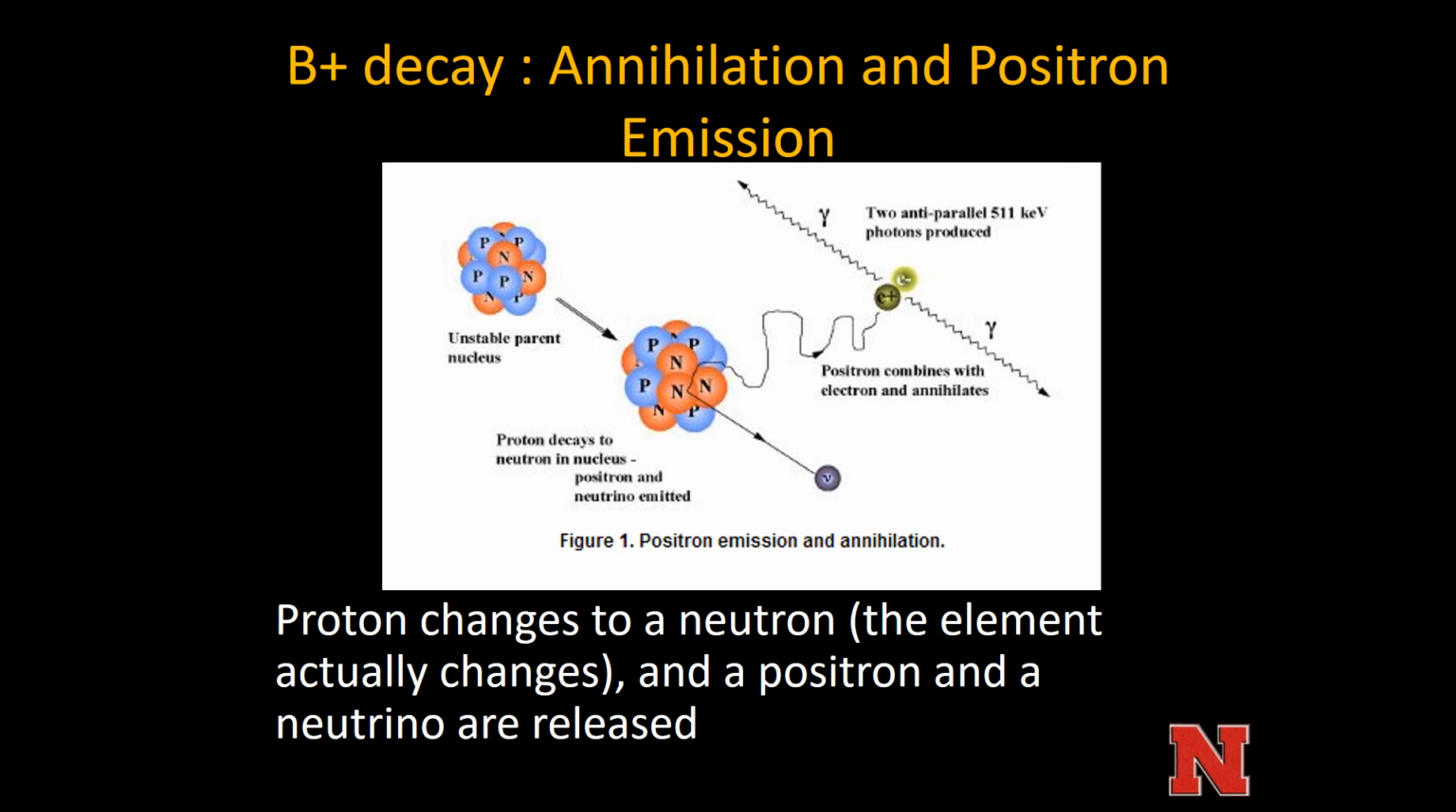What's the example of this? Well, it would be F-18 fluorodeoxyglucose, which is what we use for PET scans. So you have an unstable parent, a proton decays into a neutron in the nucleus, and a positron and a neutrino are emitted, and that positron eventually undergoes annihilation into two 511 keV photons, which can be imaged in a PET detector. When we go through the PET detector lecture, you will learn how we image those anti-parallel 511 keV photons to create a PET CT image.